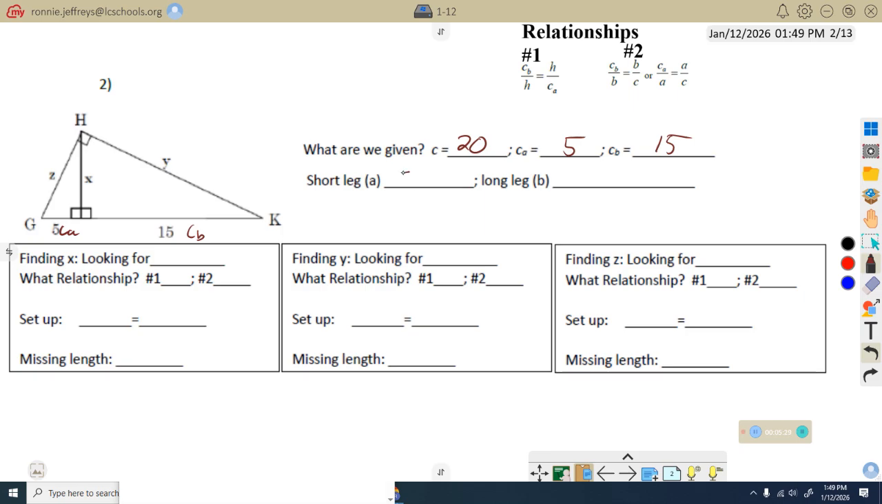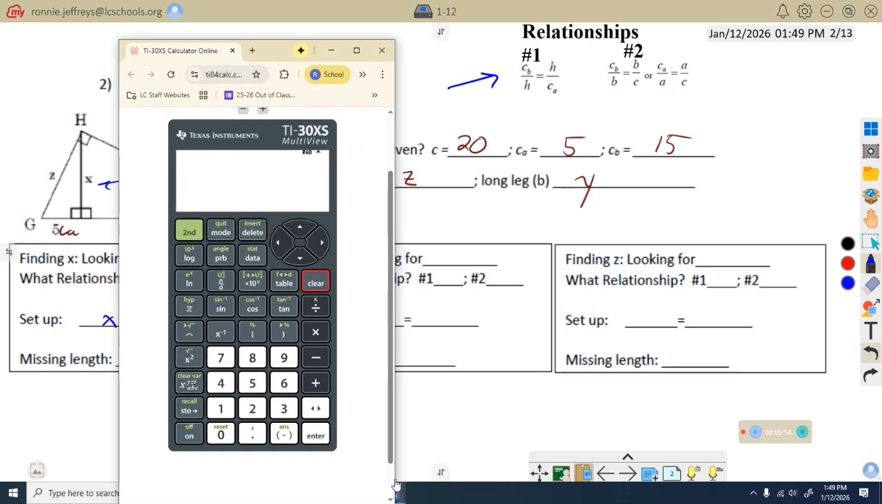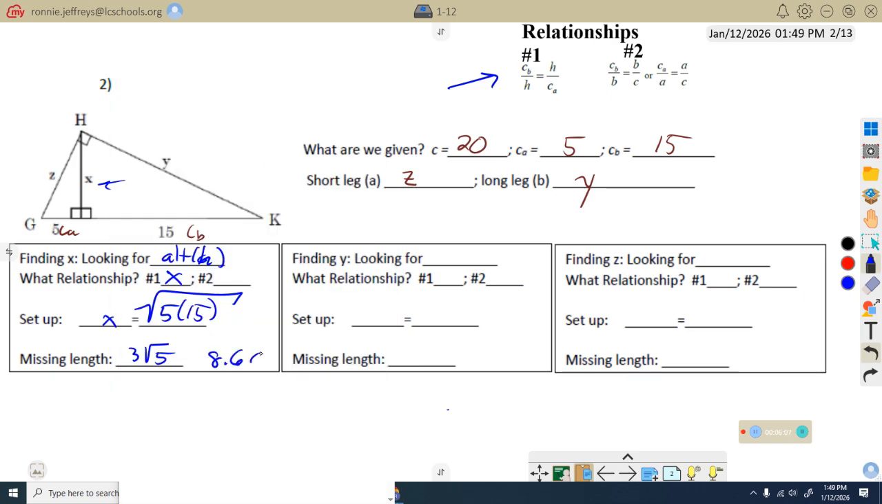All right, so our short leg would be Z this time, and Y. So, looking for X, this is our altitude or our H. That means relationship 1, so X would be the square root of 5 times 15, which should be 3 root 5. I'm sorry, 5 root 3, and 8.66. Sorry, just dyslexia got me.